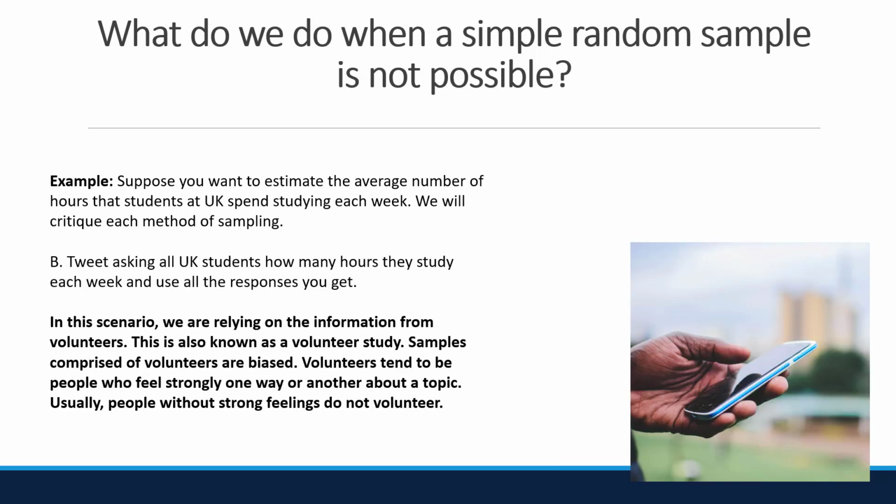Method B. Tweet asking all UK students how many hours they study each week and use all the responses you get. In this scenario, we're relying on the information from volunteers. This is also known as a volunteer study. Samples comprised of volunteers are biased. Volunteers tend to be people who feel strongly one way or another about a topic. Usually people without strong feelings do not volunteer.